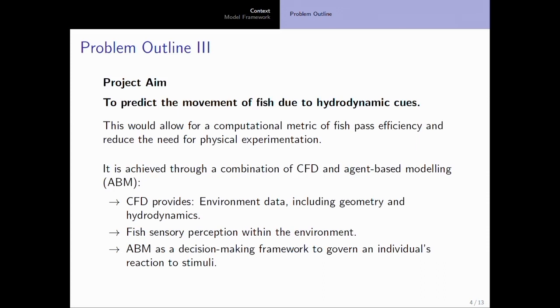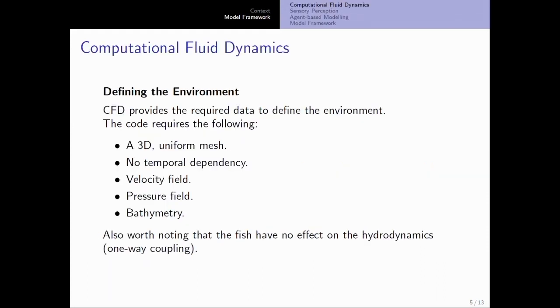to a given stimulus. So the CFD, this is the only slide on CFD, and basically all we are doing is taking some example data set. For the code simplification, it needs to be three-dimensional uniform, no temporal dependency, and then the only things that we really need are those, so velocity field, pressure field, and the bathymetry. And it's also worth noting that in the model, the fish has no effect on the fluid, but the fluid does have an effect on the fish, so it's one-way coupled.